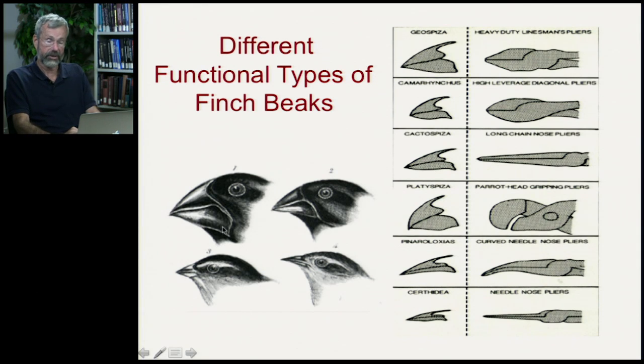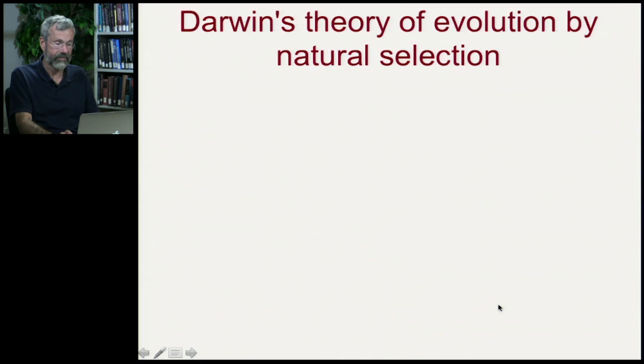We have some birds who have rather wide, strong beaks, and others that are very thin, pointy beaks. And it's very convenient to make the analogy between these heavy beaks and heavy-duty pliers versus these thin beaks and needle-nose pliers. So all these are bird beaks shown as diagrams, and then each one has an equivalent kind of shape in our modern toolkit of pliers.